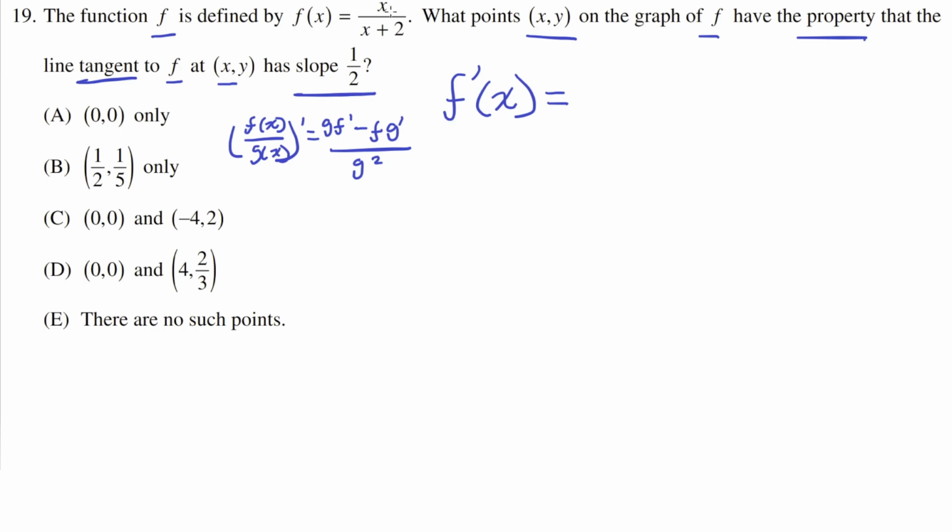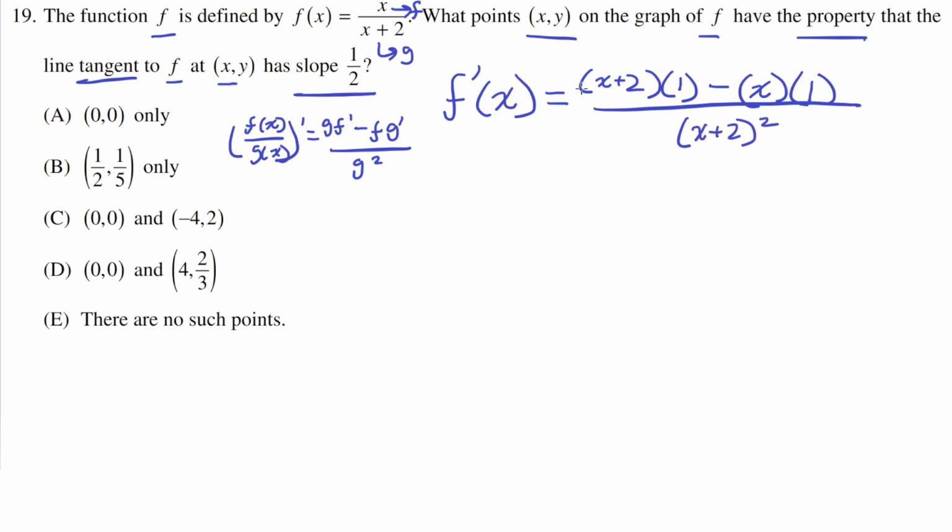So let's do that here, where the top function will just be f, and the bottom function, x plus 2, will be g. So g, x plus 2, times f prime, the derivative of f, which is just 1, since the derivative of x is just 1, then minus f, which is x, times g prime. The derivative of x is just 1, and the derivative of 2 is 0, so we just leave the 1. And all of that divided by the square of g. So we're just going to have x plus 2 whole squared. So this function here is the derivative of f of x.